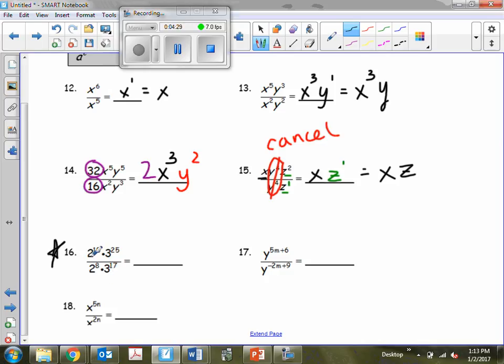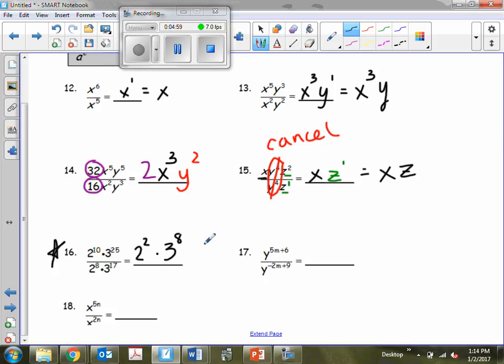So right here, if I look at my base of 2, I have exponents of 10 and 8. If I subtract those, I would get 2 to the 2nd power. Now I'm going to multiply it by, and then if I look at my bases of 3, I have 25 and 17. If I subtract 25 and 17, I would get 3 to the 8th. So I would have 2 to the 2nd times 3 to the 8th.